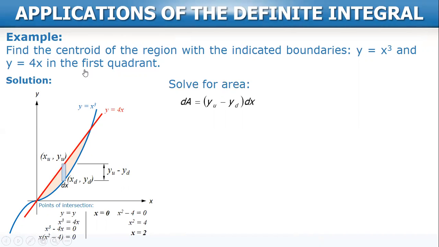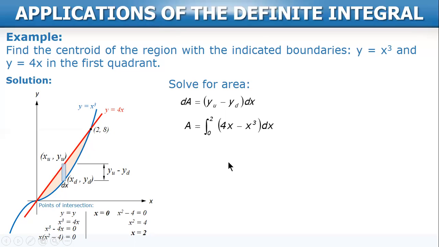But since the problem is only considering the first quadrant, we'll just consider x equal to 2. So for this point, when x is equal to 2, y is equal to 8. Since dx, the limit is x from 0 to 2. Then we substitute y up and y down. Y up is the line, the red one, and our y down is the cubic equation, the blue one.